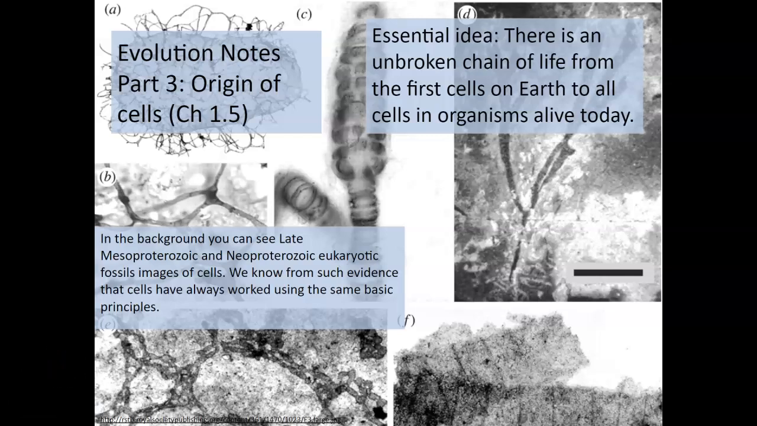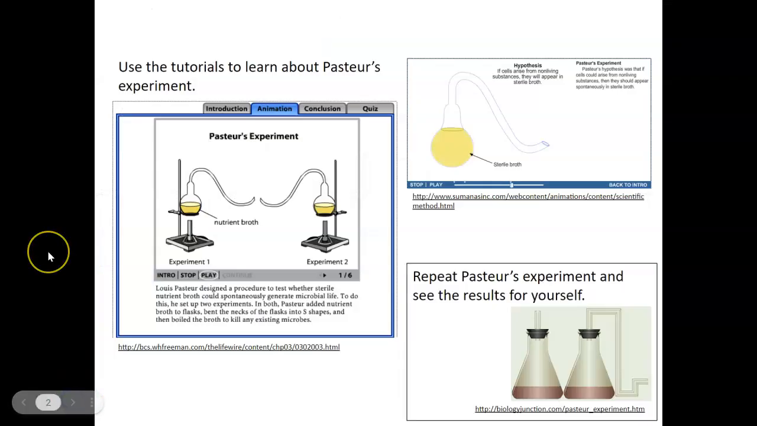This third section of evolution notes will be on the origin of cells. Scientists have been trying to investigate the origin of life for quite a long time now. One of the early theories was called the theory of spontaneous generation. This meant that life could just arise from nothing, right? It could just spontaneously generate.